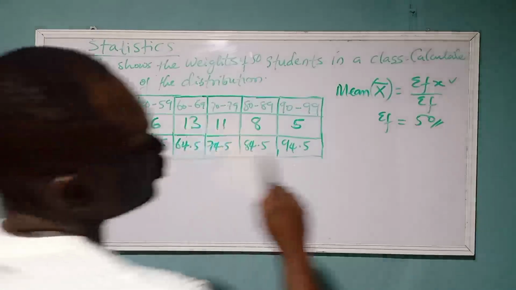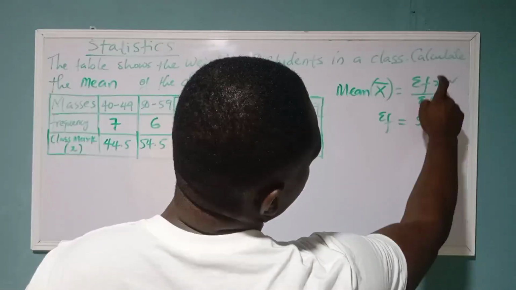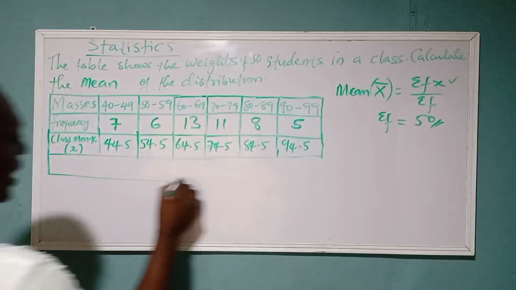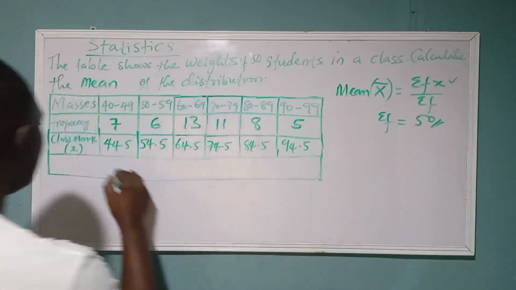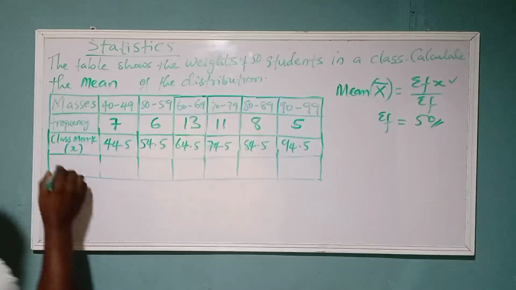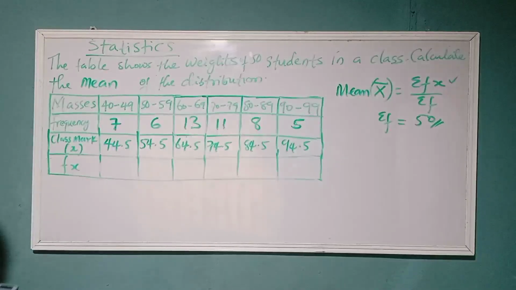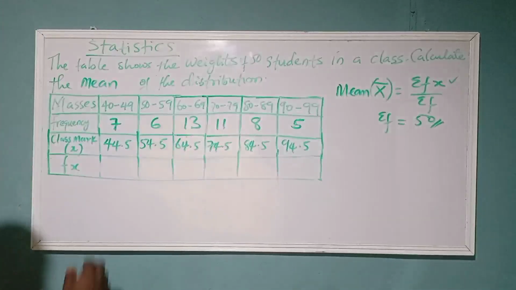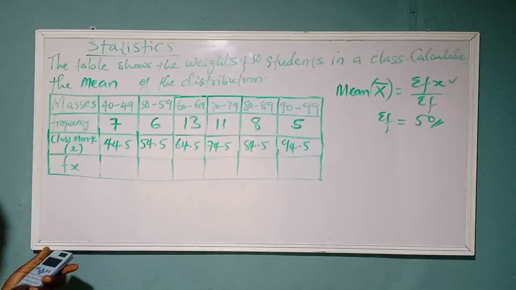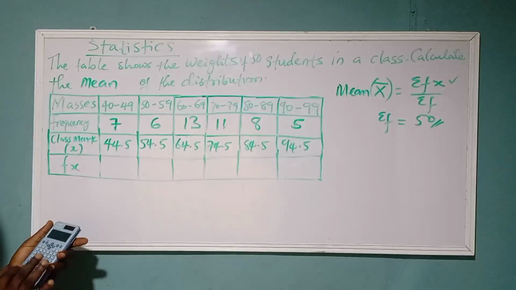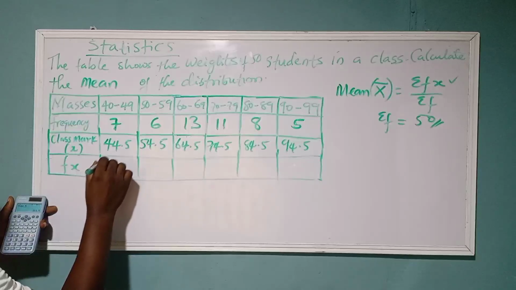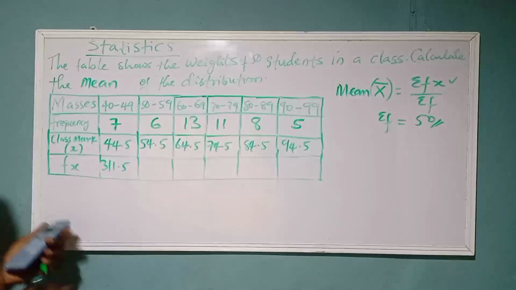Now, the next thing we need to look for, these values say fx, that means f times x. So if it is f times x, we need to add up another portion of the table and then look for our f times x. So fx will be gotten in this place. Now, in this case, f is frequency, x is this value, so multiply these two values. So we have 7 times 44.5, and that gives us 311.5 for this case.